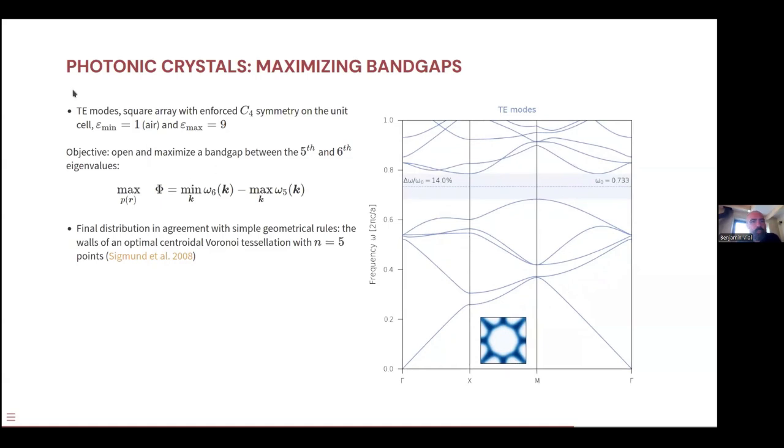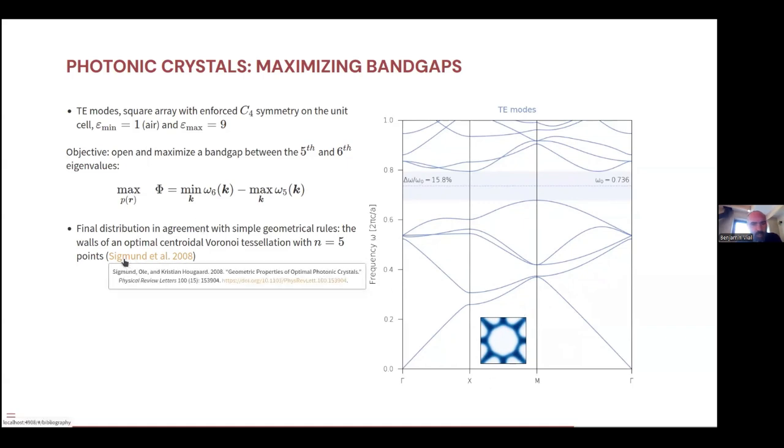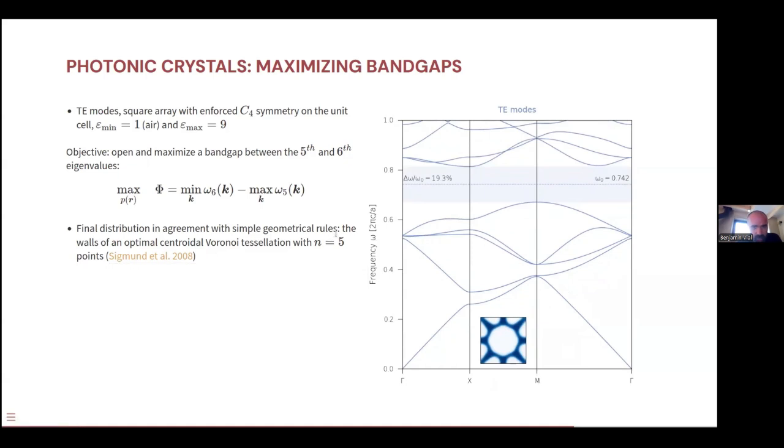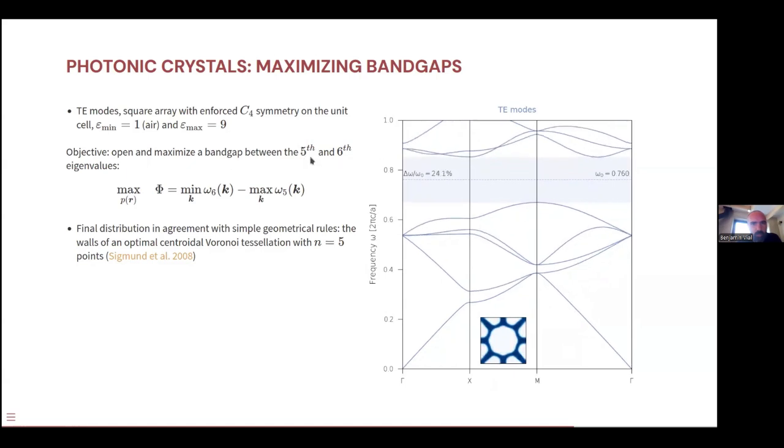And this is done very easily with all the auto differentiation tools that I've presented before. And the final distribution is in agreement with some very simple geometrical rules that are given in this paper. It's essentially the walls for TE polarization of an optimal centroidal Voronoi tessellation with n equal to 5, because we are in between the 5th and the 6th band. So that was one thing that we've done with this code.